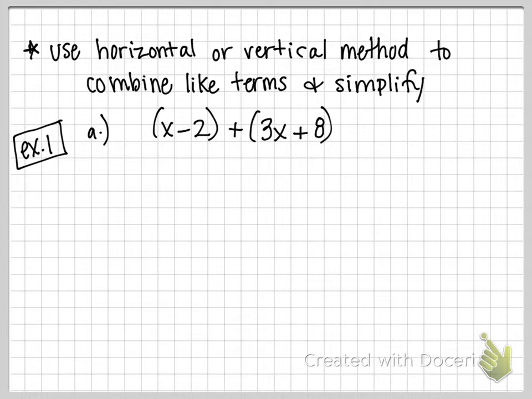Okay, we have letter A. This is our first example: (x - 2) + (3x + 8). So this isn't simplest form. We have to combine these two expressions by adding.